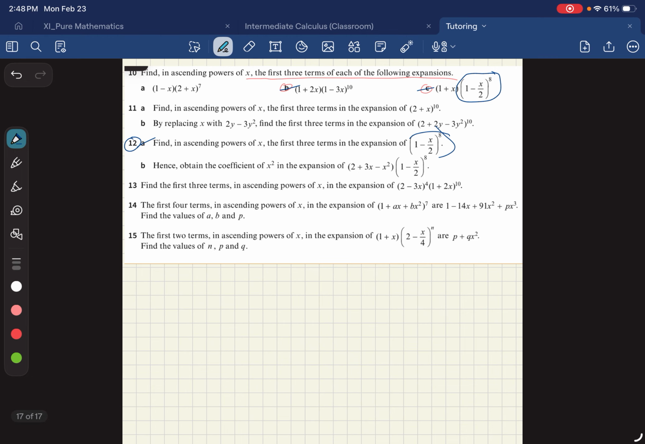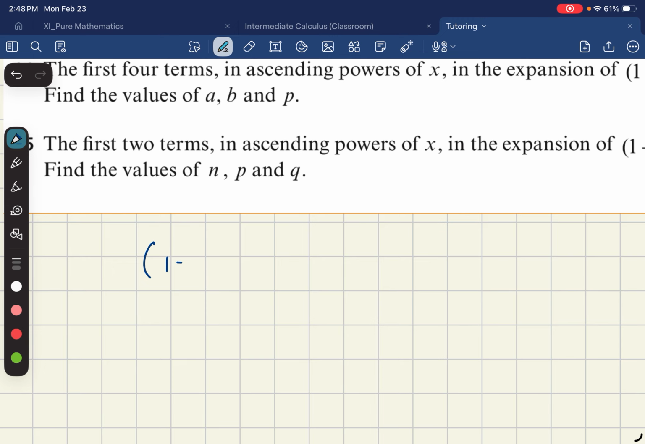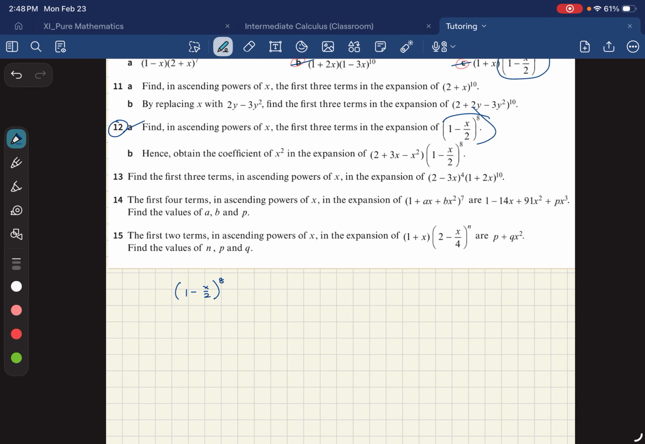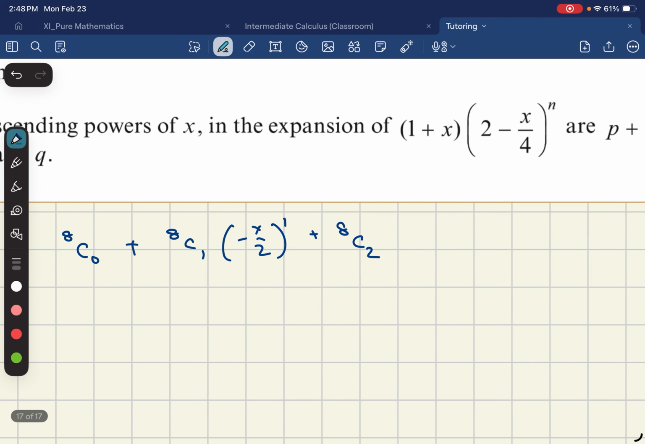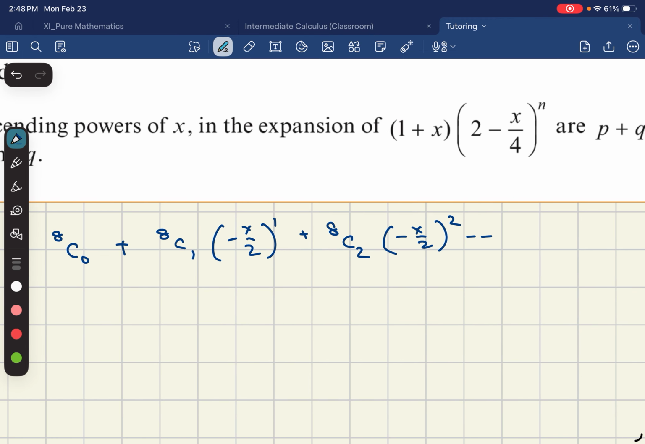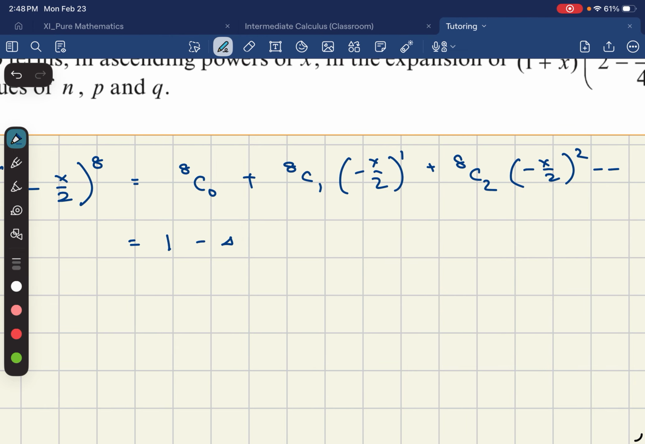So 12a tells me find in ascending powers of x the first three terms in the expansion of 1 minus x over 2 to the power 8. So if I expand this, I'm going to get 8c0 times 1, minus 8c1 times x over 2 to the power 1, plus 8c2 times minus x over 2 squared, and on and on. So that is going to give me 1 minus 4x plus 8c2, that is 28 by 4, plus 7x squared. So that should be my answer for 12 part A.